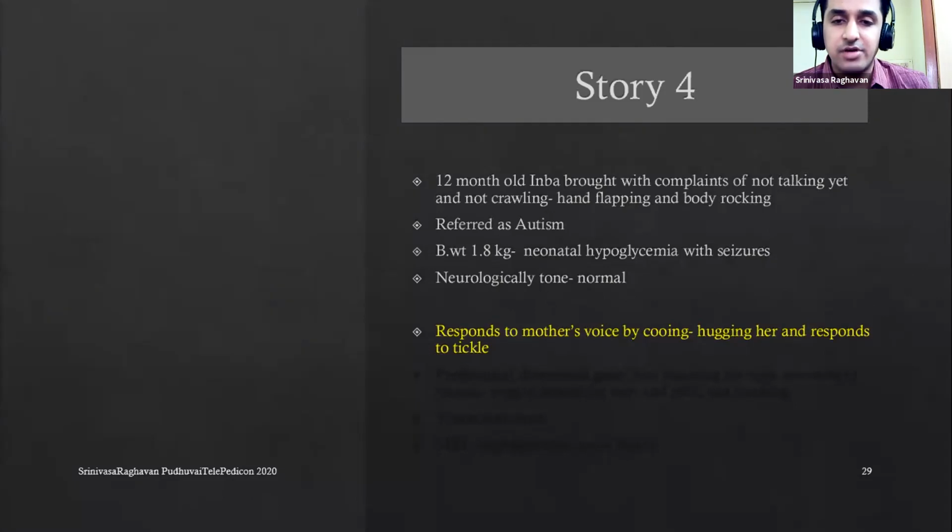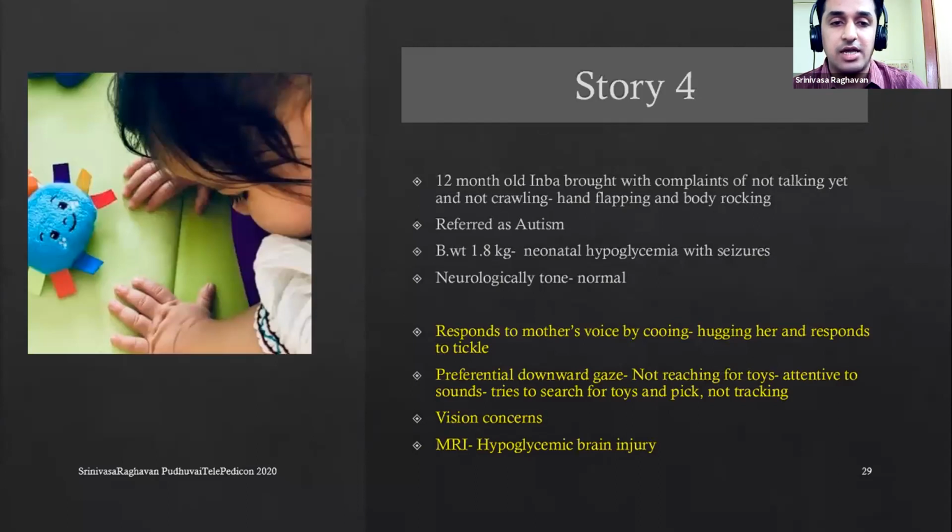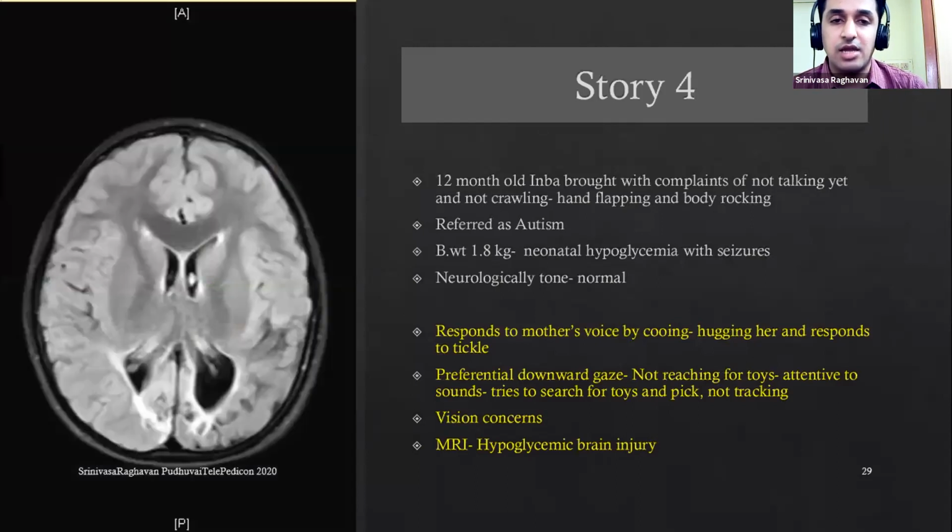So delving further, when we saw the child further, we found the child was having a preferential down gaze. And by the 9-month examination, when you show the toys, this child was not trying to reach for the toys. She was attentive to the sounds that rattles make, but when we give the toy to the hand, the child was trying to search for the toy and pick up, and she was not tracking. So that is how the child will search for the toy and pick up. So there are obvious vision concerns, and hence an MRI was done.